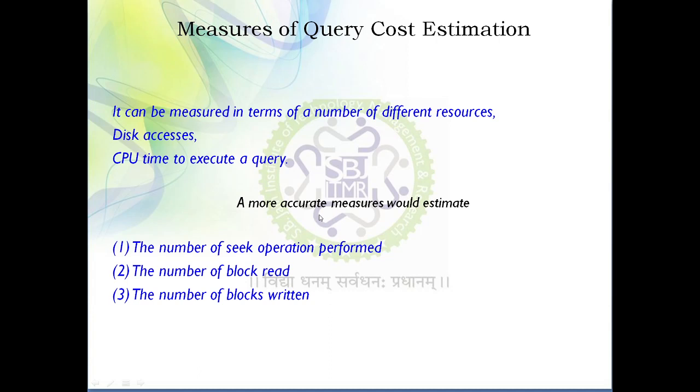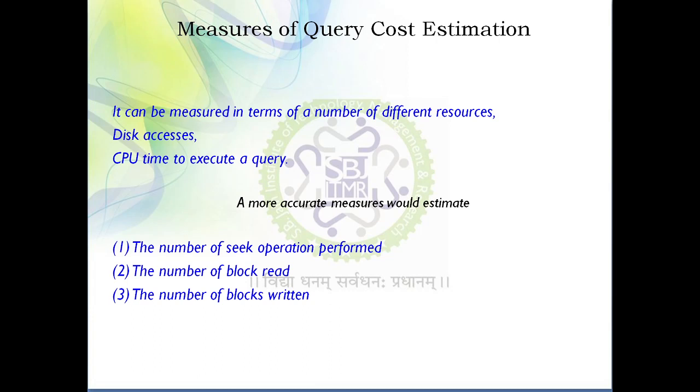Now the next thing we want to discuss is the measures of query cost estimation, meaning what are the costs involved in that. It can be measured in terms of a number of different resources. What kind of resources? One is disk access, how much disk access is required for executing a particular query, and second one is CPU time to execute a query, because the optimizer will look into these 2 factors. One is disk access, how much is required to fetch that particular data, as well as how much time it requires to execute a query.